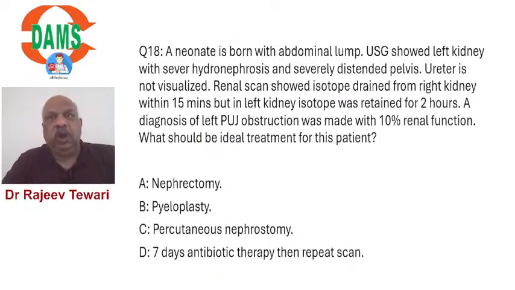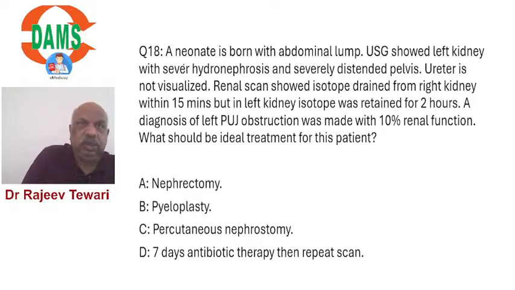A neonate is born with an abdominal lump. Ultrasound showed left kidney with severe hydronephrosis and severely distended pelvis. Ureter is not visualized. Renal scan showed isotope draining from the right kidney within 15 minutes, but in the left kidney isotope was retained for 2 hours. A diagnosis of left PUJ obstruction was made with 10% renal function. He is a neonate. What should be the ideal treatment?